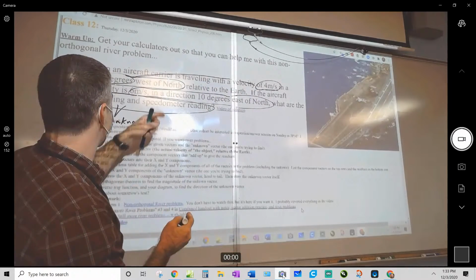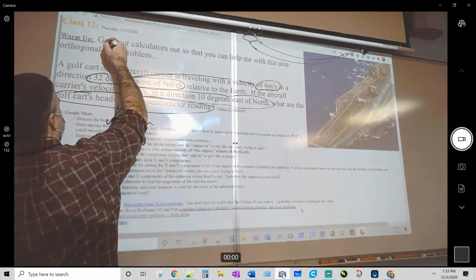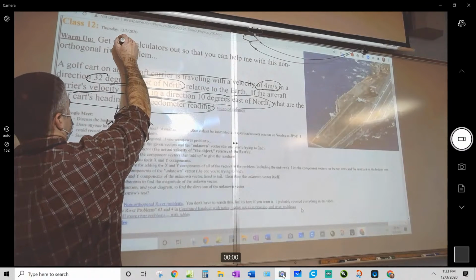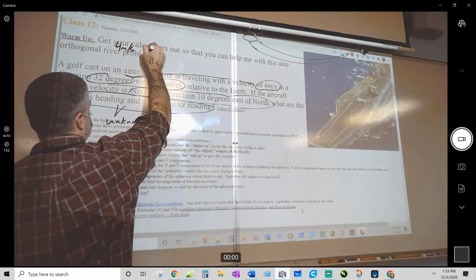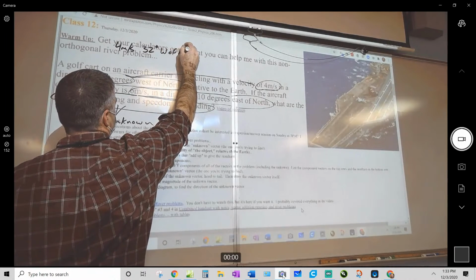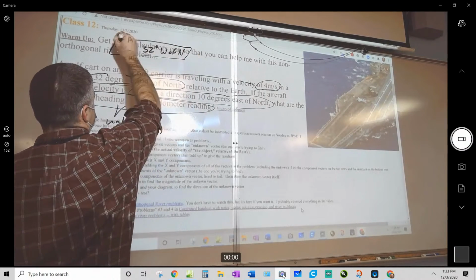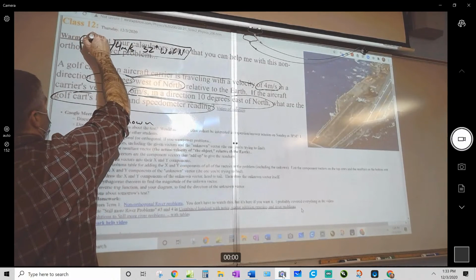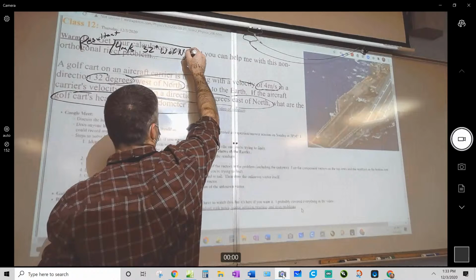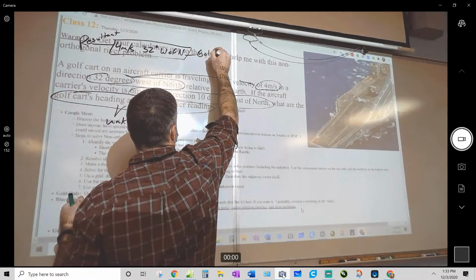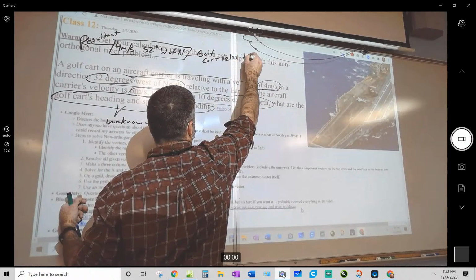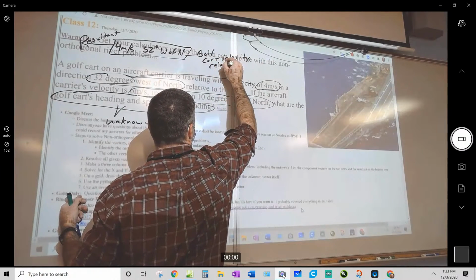4 meters per second, 32 degrees west of north. I kind of want to put it in a table now, but I'll just write it. 4 meters per second, 32 degrees west of north. This is the resultant. This is the golf cart velocity relative to the Earth.